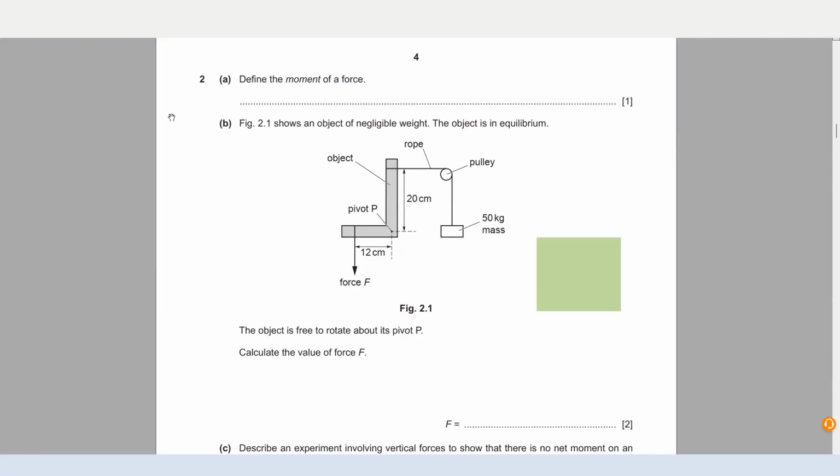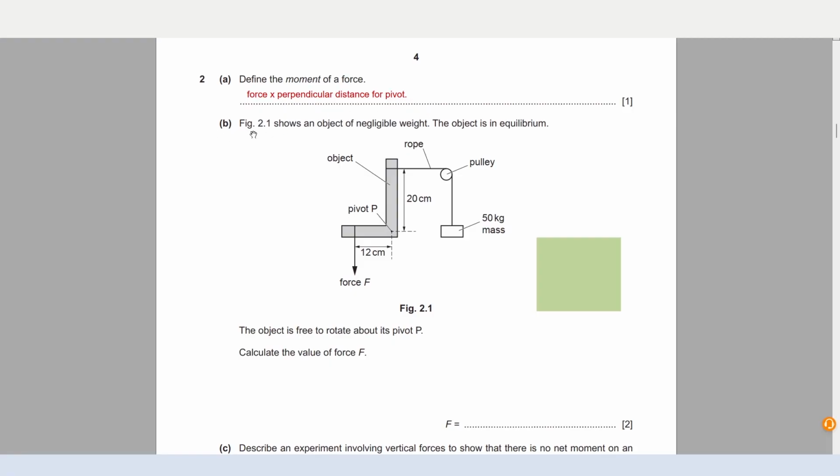Question number 2, part A. Define the moment of a force. The definition of moment is force times the perpendicular distance from the pivot. Force times perpendicular distance from the pivot.